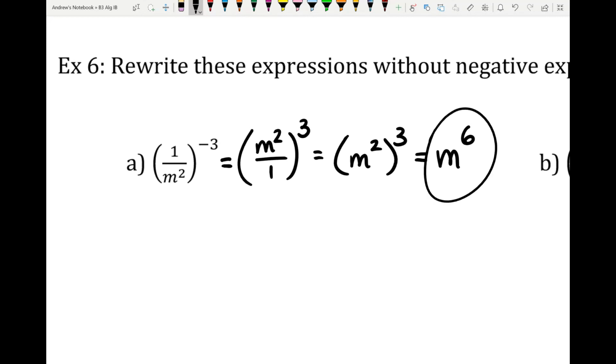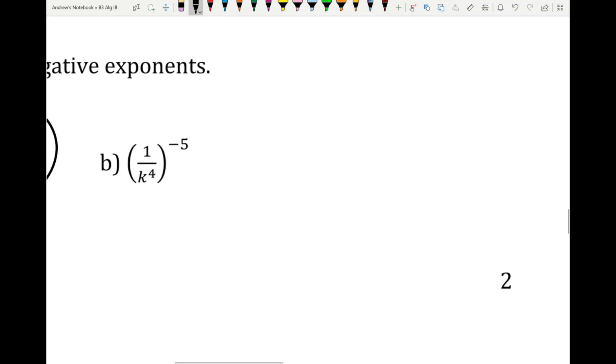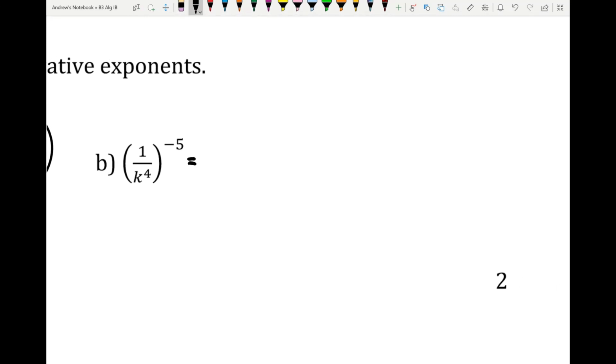Cool. This is where we want to get to on these ones. Whenever we have just exponents on variables, and we're not trying to do any sort of simplifying numbers and all that, we want to go as far as we can. For the second one over here, same kind of idea from the start. I have 1 over k to the 4th, so I'm going to flip it upside down. K to the 4th over 1. That changes that -5 to a +5.